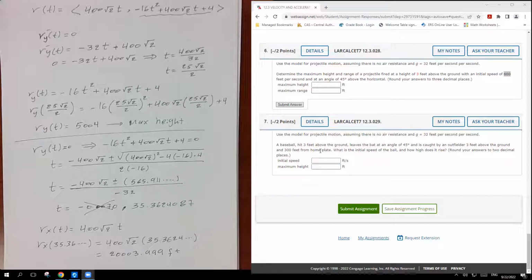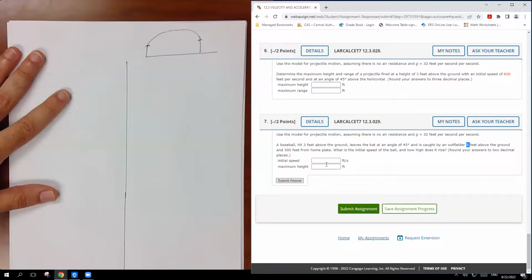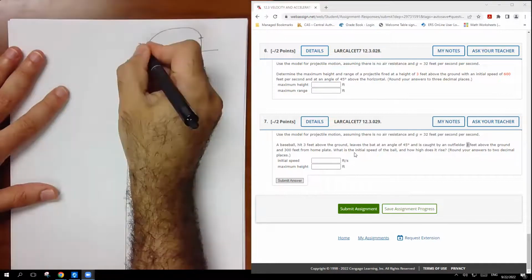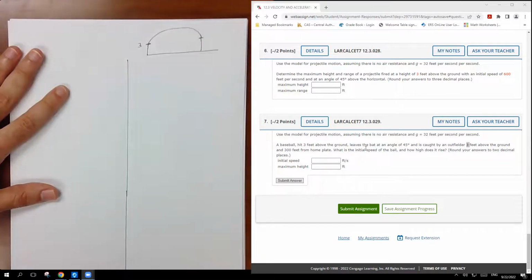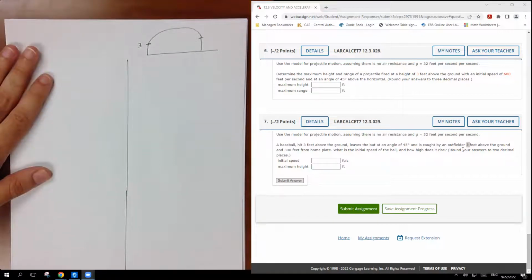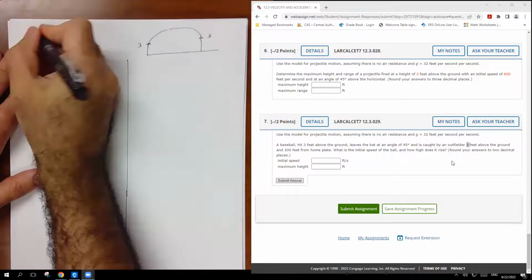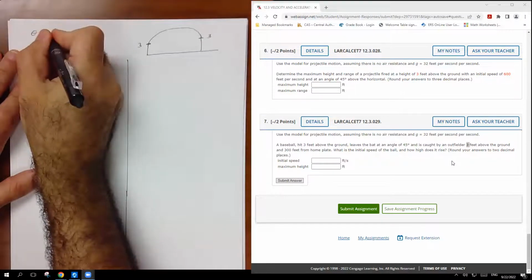And the same thing we're going to do with the next example, but it is a little bit different. So for this one, a baseball is hit 3 feet above the ground. So 3 feet here above the ground, and leaves at an angle. Here's the angle, caught by an outfielder, which is at 3. So here is also 3 feet. And our theta is 45.